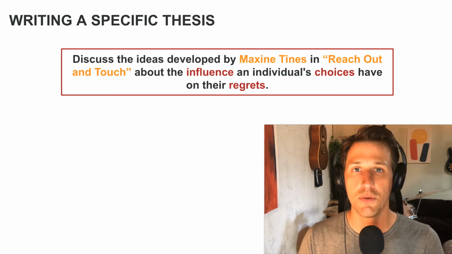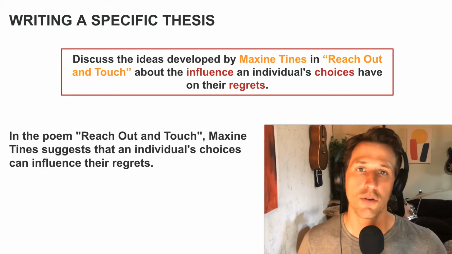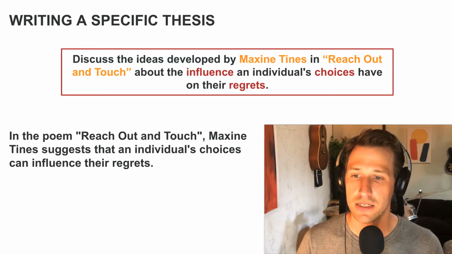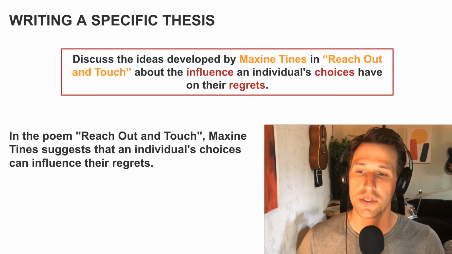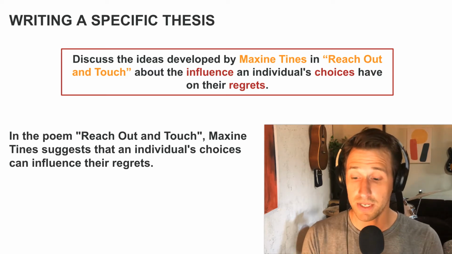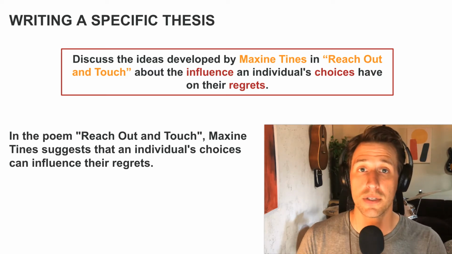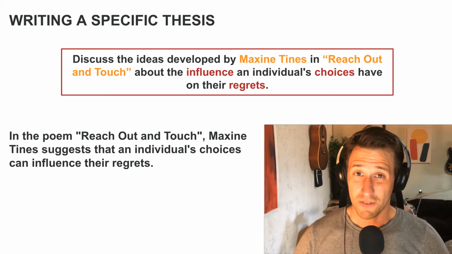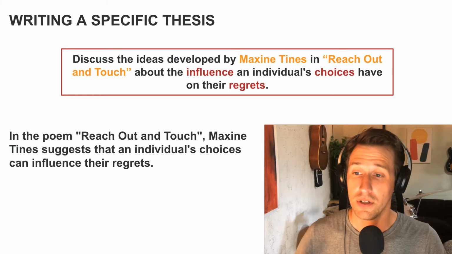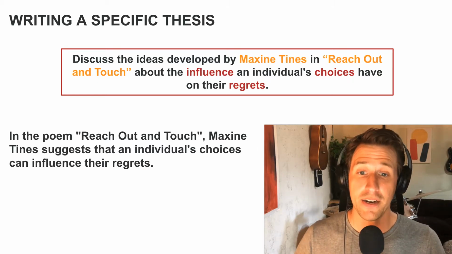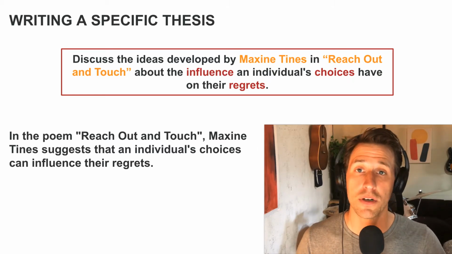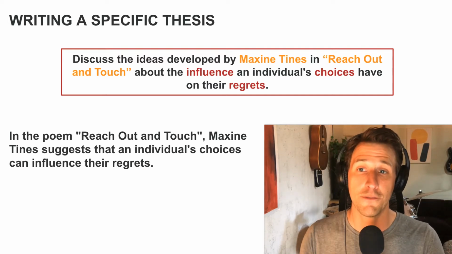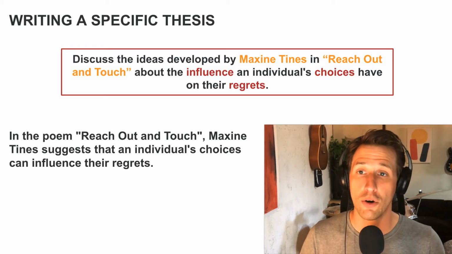We could take these keywords, we could take these terms, plug it into one sentence, we have a thesis. In the poem Reach Out and Touch, Maxine Tynes suggests that an individual's choices can influence their regrets. It's one sentence, check. It uses the keywords, check. But you might be thinking, but it's somewhat vague. It's somewhat general. It's somewhat repetitive. Really, it's just the title and the keywords included and rephrased. Like, it doesn't have that focus. It doesn't have that specificity that's required to write a whole essay.